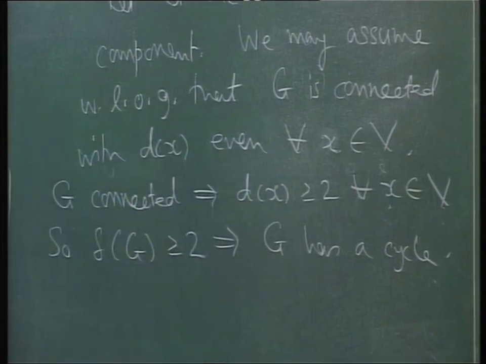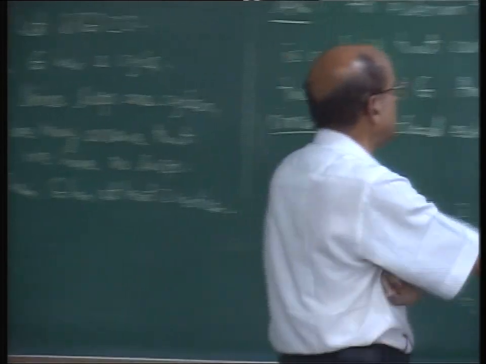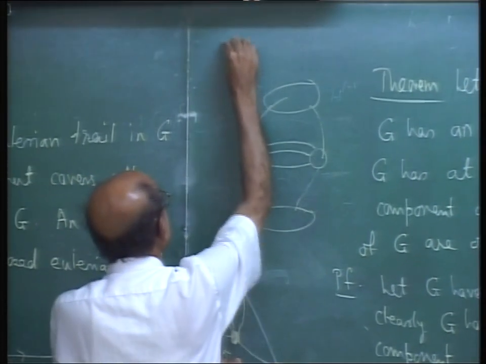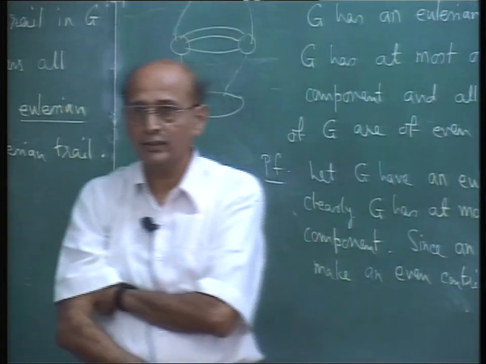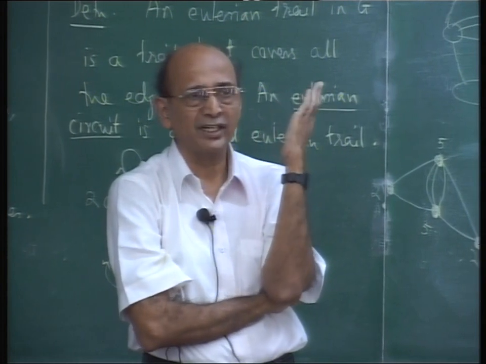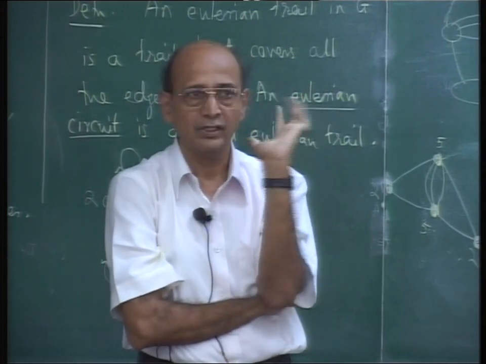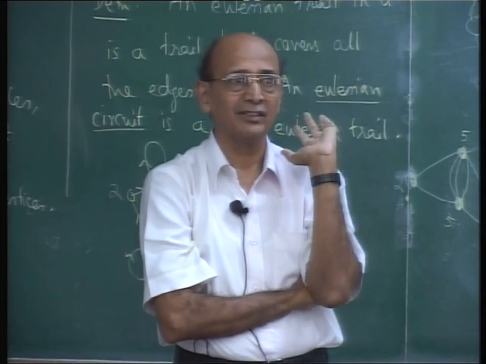So this part will have to be done by induction. Induction on what? Induction on number of edges. If there is only one edge, how would the graph look like? It has to look like that. Does that have an Eulerian circuit? Yes. That edge itself.